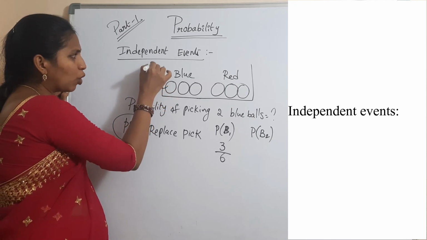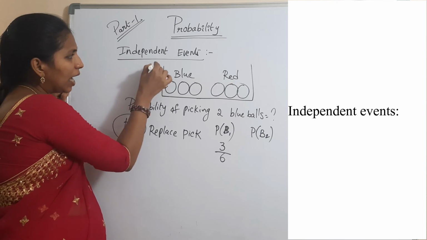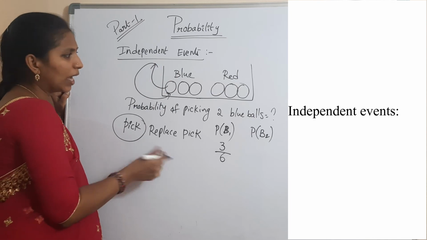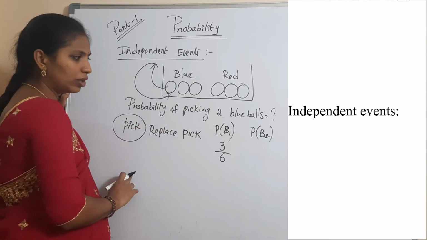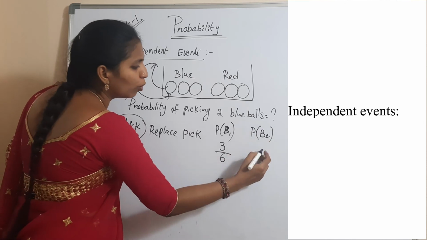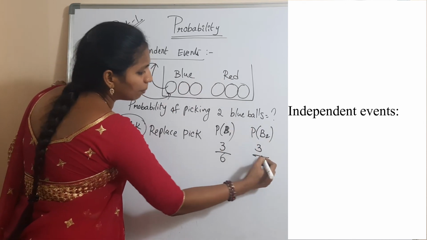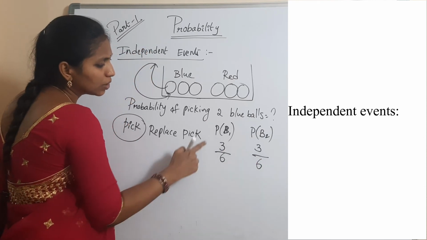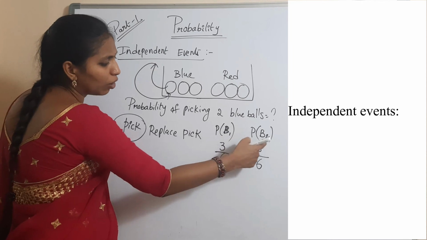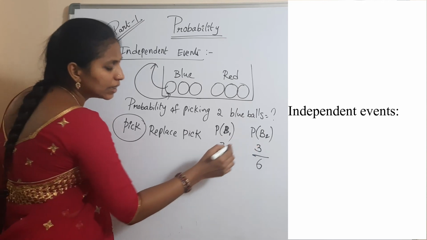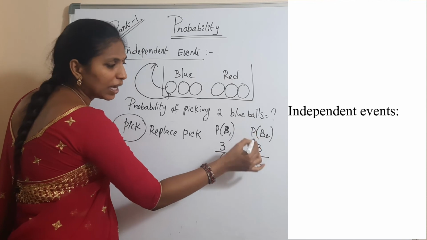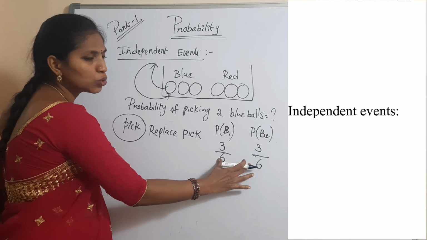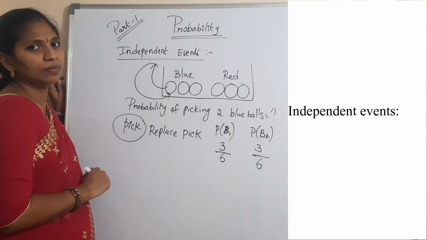After picking this ball outside, again I am placing this ball in this container. Replace. So again how many blue balls are there? 3. So picking the next blue ball, there are 3 balls. So 3 by, how many total balls? 6. 3 by 6. So here P of B1 and P of B2 are 3 by 6 and 3 by 6. Picking ball 2 does not depend on ball 1. So these two are independent events.